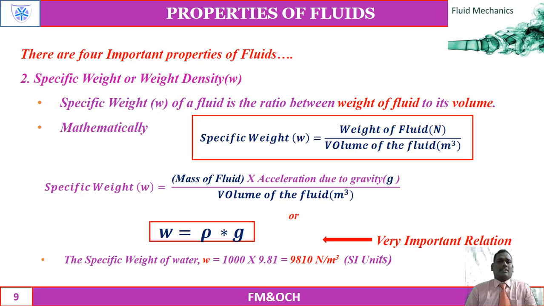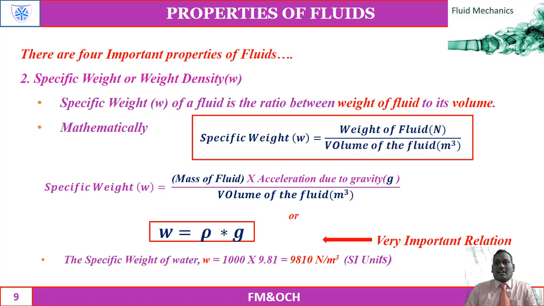The specific weight of a fluid is defined as the ratio between the weight of a fluid, expressed in newtons, to its volume. Mathematically, it is written as the weight of the fluid divided by the volume of the fluid in cubic meters. Now, the specific weight can also be written as the mass of a fluid times the acceleration due to gravity. So here we can observe the weight of the fluid.